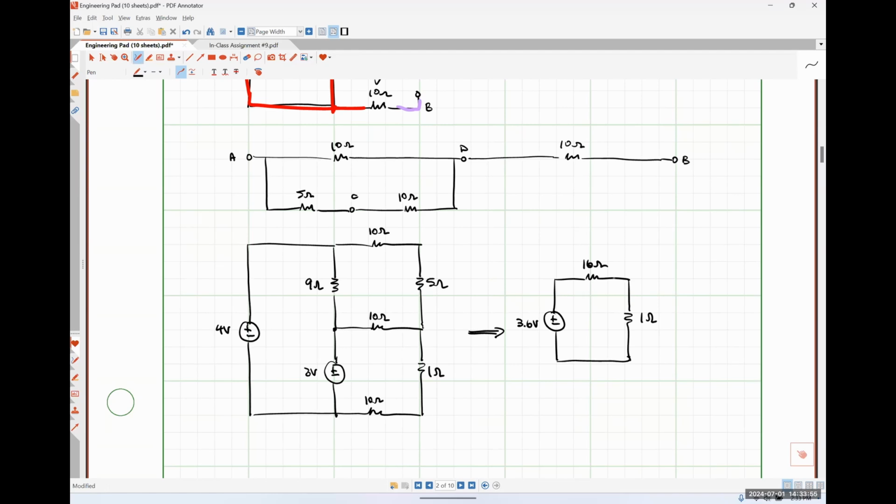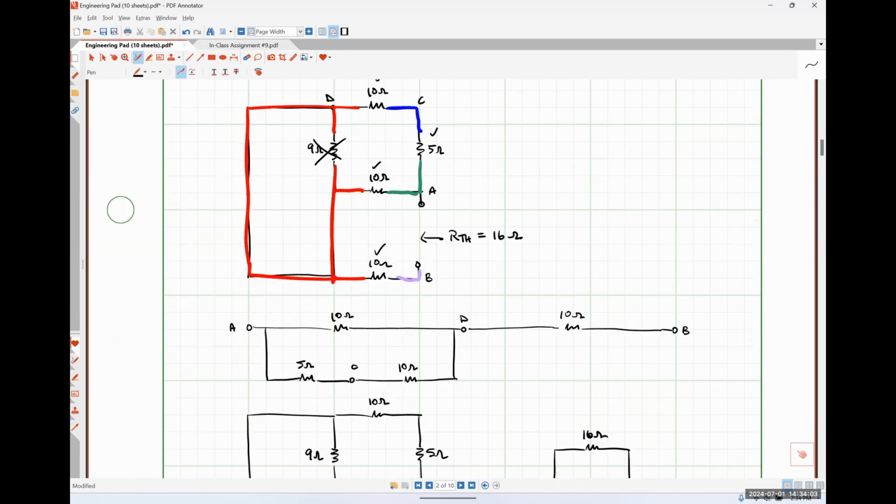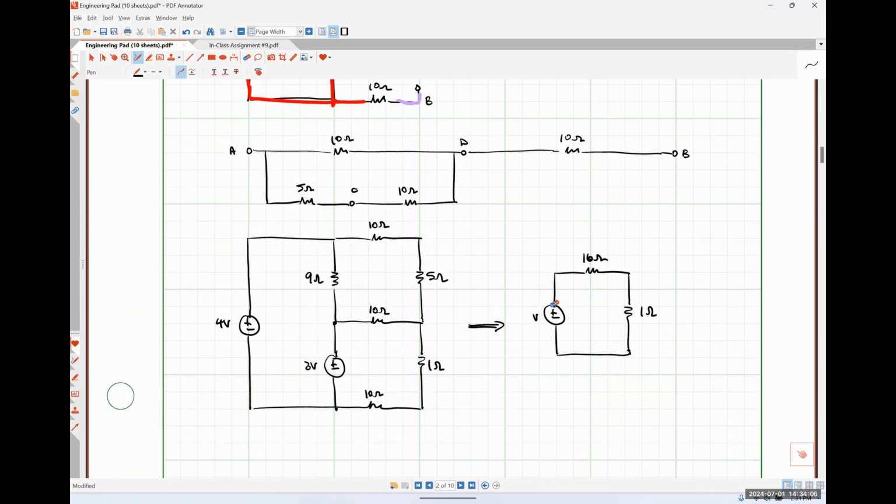All right. Dr. Hartman, is that voltage supposed to be 3.4 volts or 3.6 volts? Let me scroll back up. I may have messed that up. 3.4 volts. I apologize for that. Thank you. So it should definitely be the Thevenin equivalent voltage there. Thank you for catching that mistake.